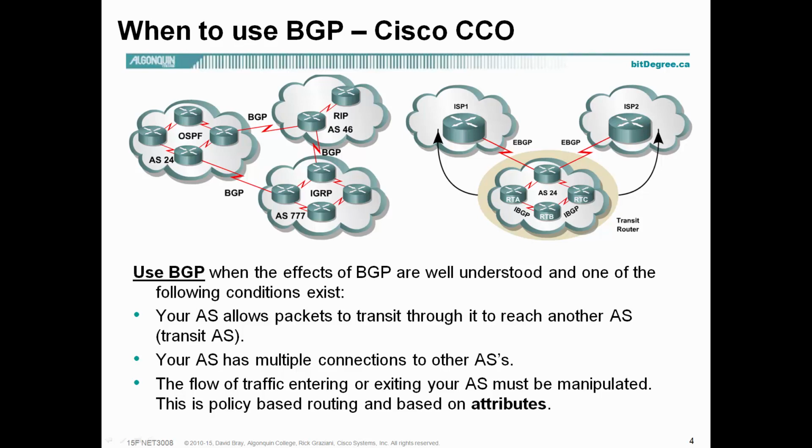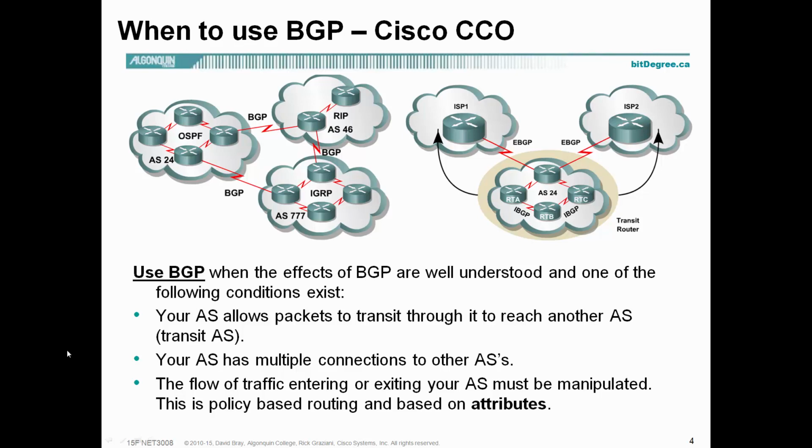So when do we need to use BGP? Well, some of this information comes right from CCO, or Cisco Connection Online. So you use BGP when the effects of it are well understood, and one of the conditions here exists. If your AS allows packets to transit through it to reach another AS, in other words, your AS is what we call a transit AS.